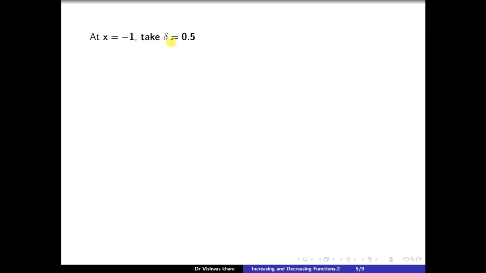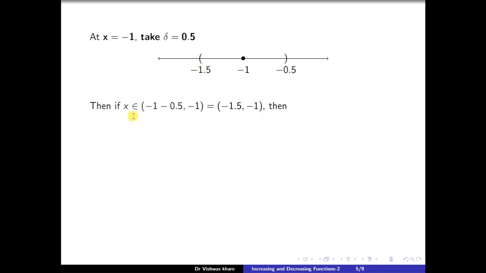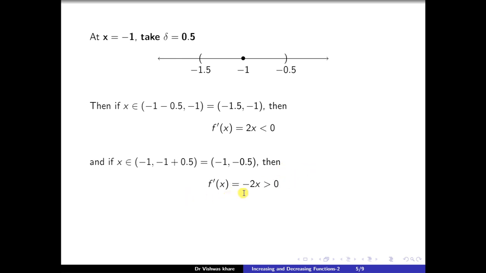So at x = −1, let us take delta = 0.5. By this way we can take. Then if x belongs to (−1 − 0.5, −1), that is the open interval (−1.5, −1), then f'(x) = 2x and x lies in this interval, so f'(x) = 2x is less than 0. And if x belongs to (−1, −1 + 0.5), which is (−1, −0.5), then f'(x) = −2x and x lies in this interval, so f'(x) = −2x is greater than 0.